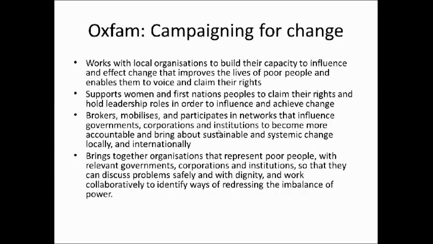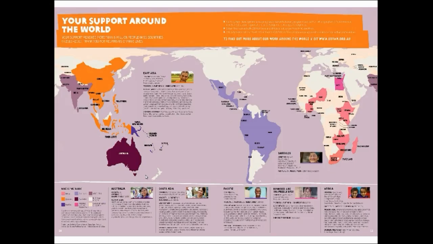Oxfam campaigns for change, and still I'm quoting from their website, works with local organisations to build capacity, supports women and First Nations people, brokers, mobilises and participates in networks that influence governments and corporations to bring out sustainable and systemic change. Brings together organisations that represent poor people with relevant governments and corporations, so they can discuss problems safely, with dignity, and work collaboratively to identify ways of redressing the imbalance of power. Oxfam undoubtedly is one of the very best of the NGOs in this field.